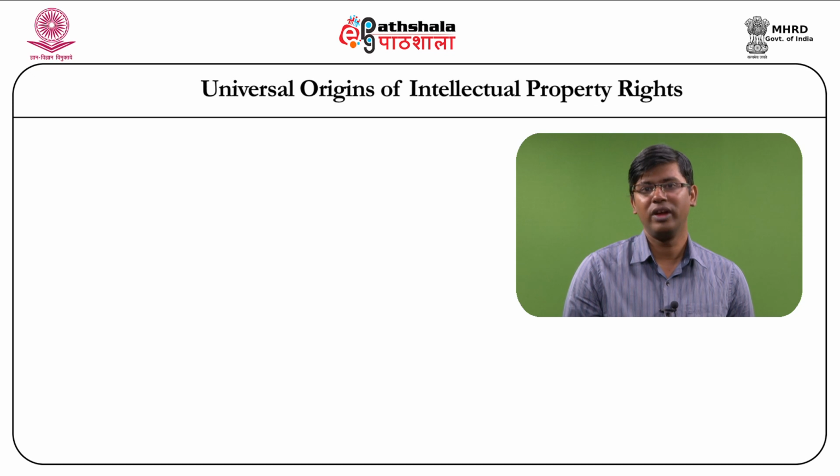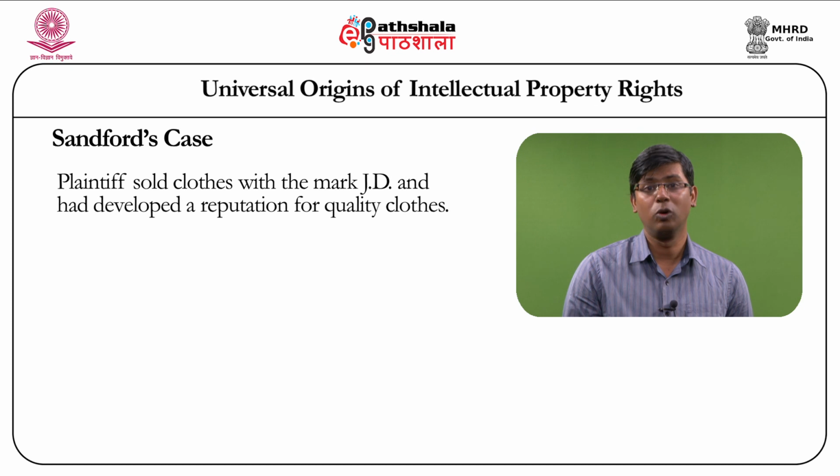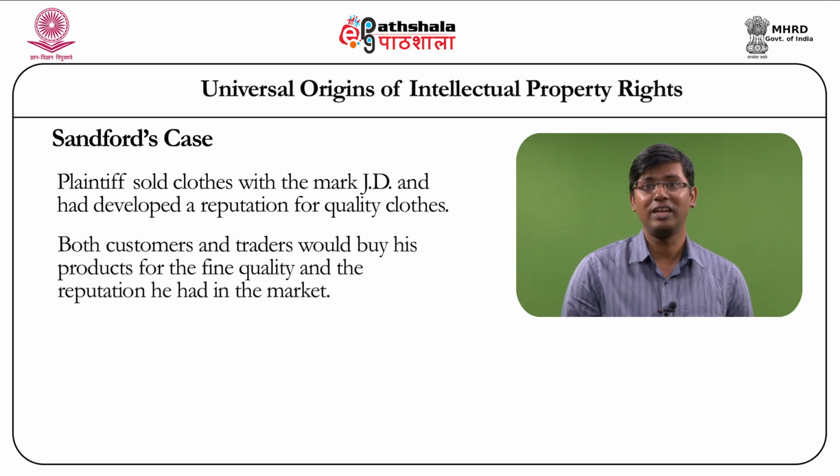Subsequently, you had a very important case called the Sanfords case. Here the plaintiff sold clothes with the mark JD and had developed a reputation for quality clothes. They used these marks on handkerchiefs, woolen cloths, etc. And for a number of years, they had gained reputation for quality. Now, the mark JD represented a certain quality. Customers and traders would buy clothing with these marks and would specifically ask for clothes with these kinds of marks.